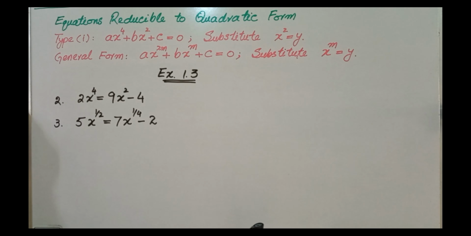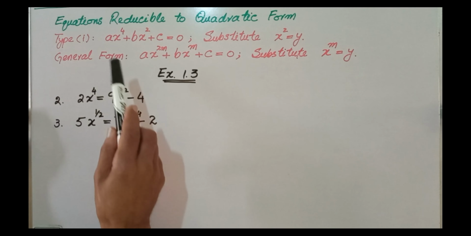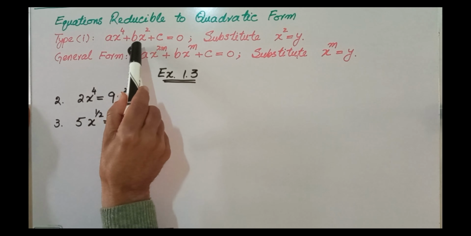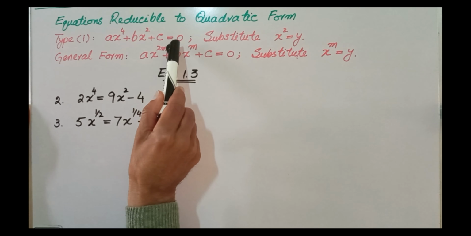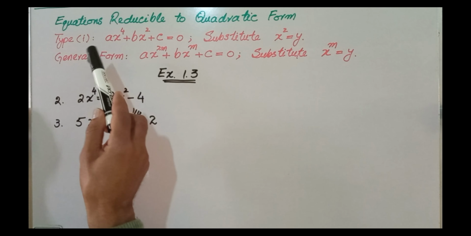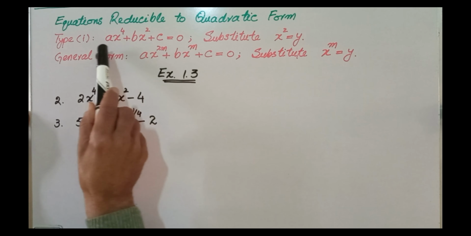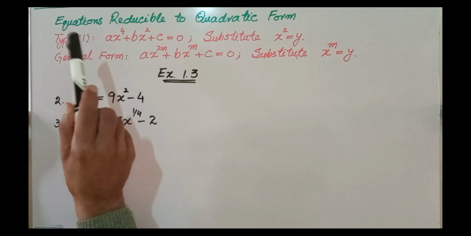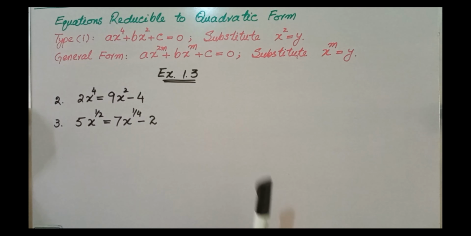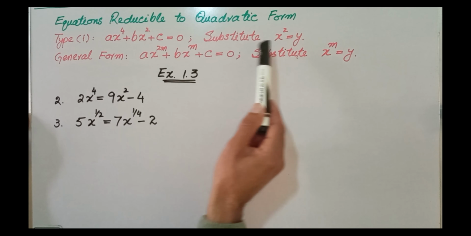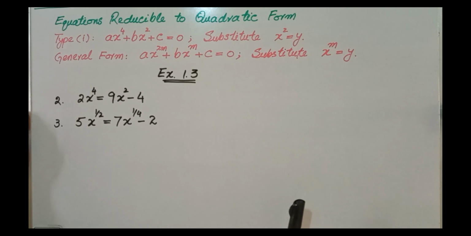First, we'll discuss type 1, which is given as ax power 4 plus bx square plus c is equal to 0. You already know that a, b, c are any constants, real numbers. A cannot be 0 and b, c are any real numbers. In this case, we'll substitute x square is equal to y, and then we'll solve the given equation. We'll explain this by an example.